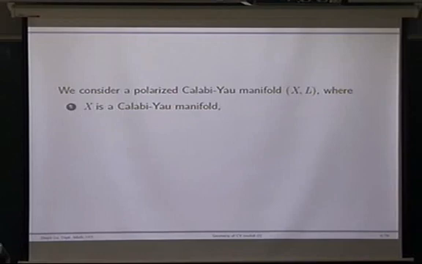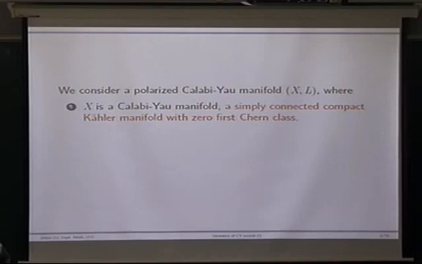All right. So we are going to talk about the following things. We consider a polarized Calabi-Yau manifold (X, L), where X is a Calabi-Yau manifold, which by definition is a simply connected compact Kähler manifold such that the first Chern class is 0, or in other words, its canonical bundle is trivial. For the sake of simplicity, we will always assume that the manifold is simply connected, and a little bit more: we assume that the Calabi-Yau manifold we are interested in is primitive.